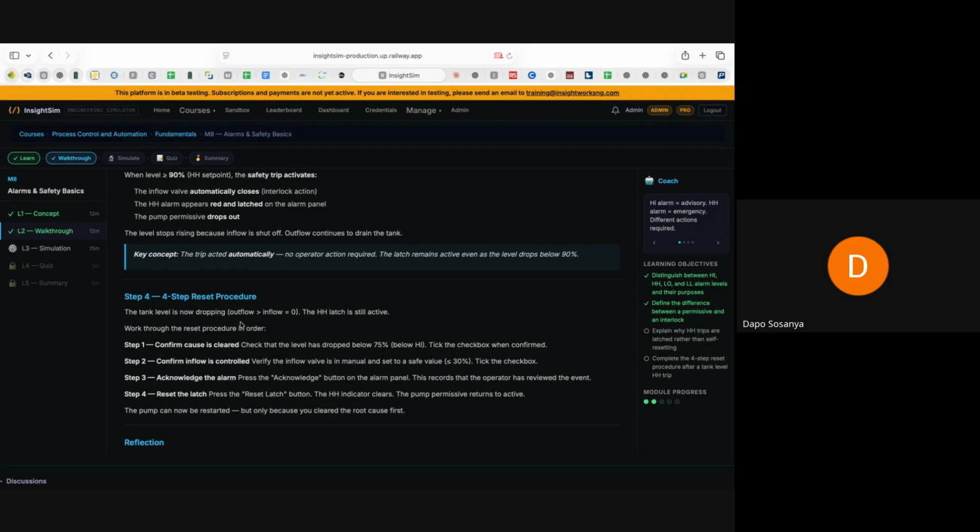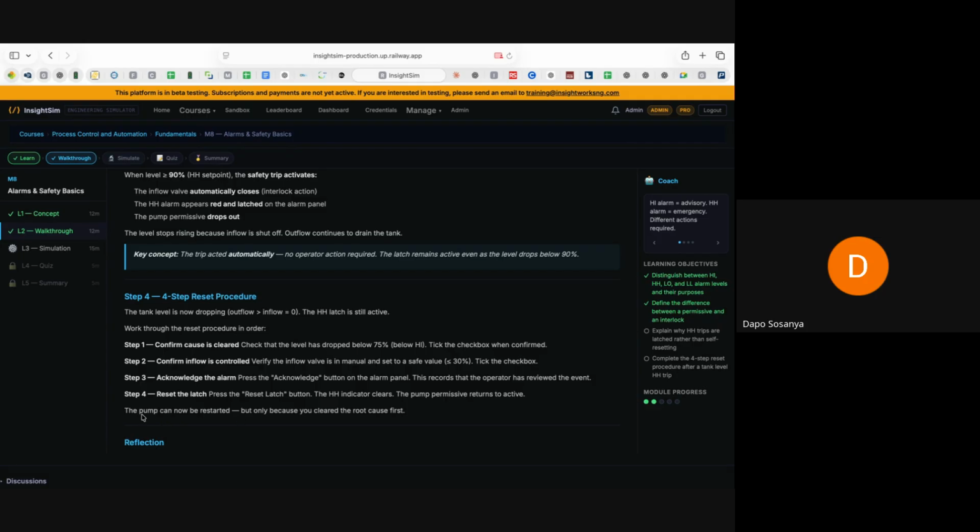And then step four, the reset procedure. The tank level is now dropping. Outflow is greater than inflow. The HH latch is still active, even though the condition has gone below the HH, right? Step one, you confirm that the reason for this is cleared. Step two, you confirm that inflow is now controlled. You acknowledge the alarm. You reset the latch. Once you reset the latch, only then can the pump be restarted.